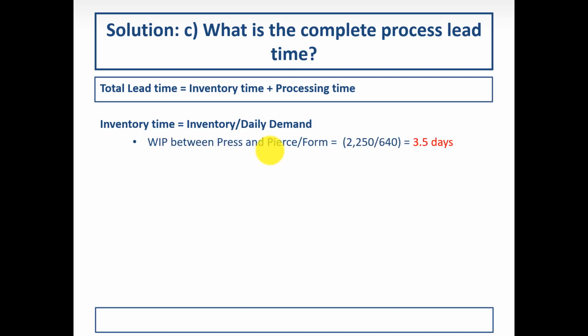Okay, so here is the same logic. The WIP between press and pierce and form is calculated as 2,250. That is the sum of units that we have there on top of a pallet, divided by 640. What is 640? Well, that is the daily demand. Remember, we just calculated that? When doing that, we obtain 3.5 days of inventory. This is how we should see that stock.